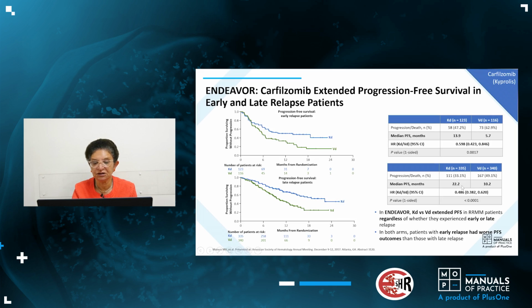And how about here in the other relapses, 22.2 months versus 10.2 months only in VD. And so, whether the patient had a late relapse or an early relapse, still Kyprolis could save the patient and could give him the benefit of a prolonged progression-free survival if used versus Velcade.